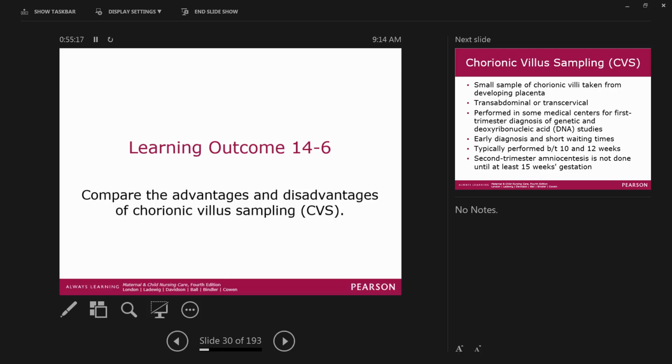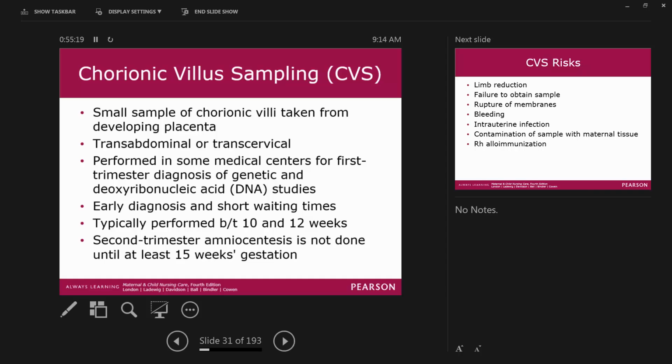All right. Now, just real quick about the chorionic villus sampling. They take a small sample of the villi. They can do it either transabdominal or transcervical. It's a first trimester testing for any type of genetic disorders. This is the earliest one they can do.